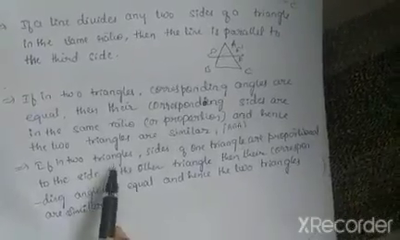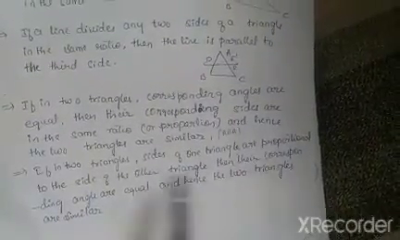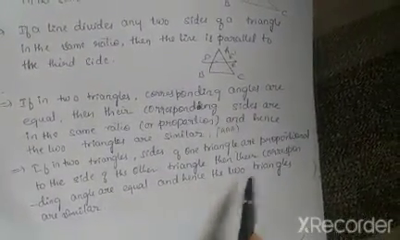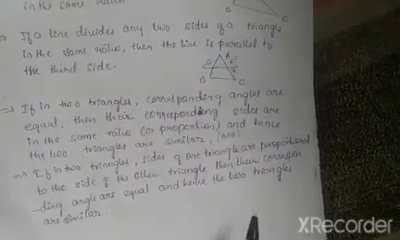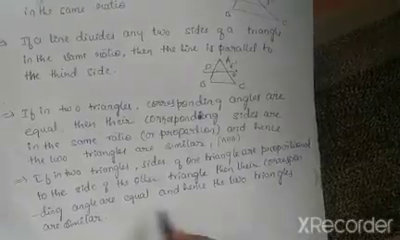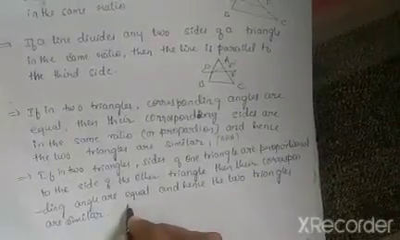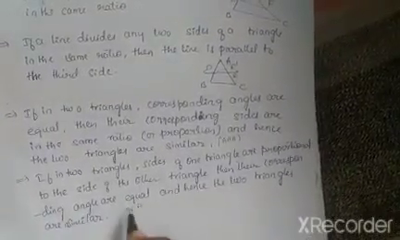If the sides of one triangle are proportional to the sides of another triangle, then their corresponding angles are equal. Then the triangles are congruent, so if you apply the ASA rule, you can easily prove this too.